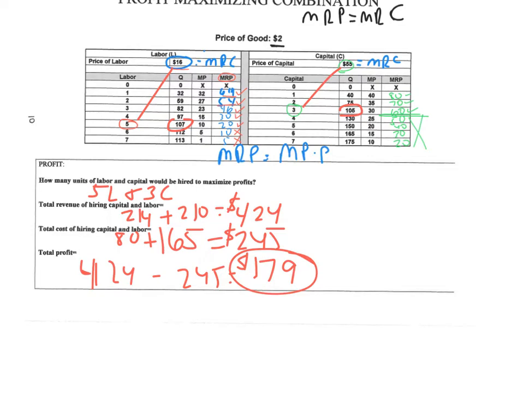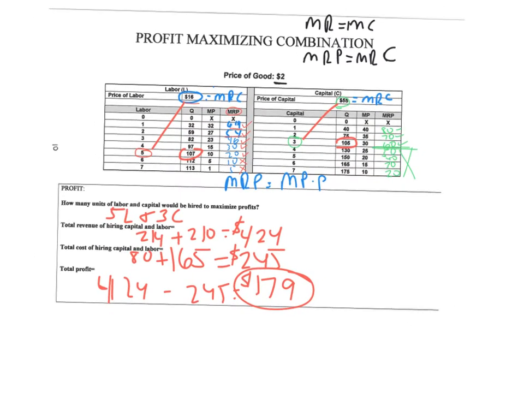So again, profit maximization is something we're used to. The idea that we're just going to hire as many units of labor and capital as is profitable based on what their price or their cost is.